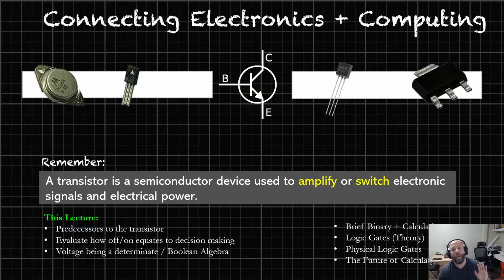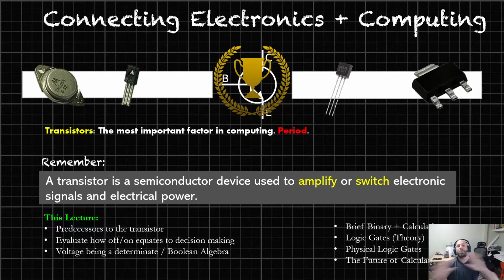So, as I maintain, transistors are the most important factor in computing, period. We could not have modern computing without transistors, and now we'll know exactly why. In this lecture, we're going to talk about the predecessor to the transistors again, but in terms of computing, which I hope makes a little more sense to you. We're going to evaluate how off and on equates to decision making. We'll talk about voltage being a determinant in Boolean algebra. We'll also understand what Boolean algebra is by the end of this lecture.